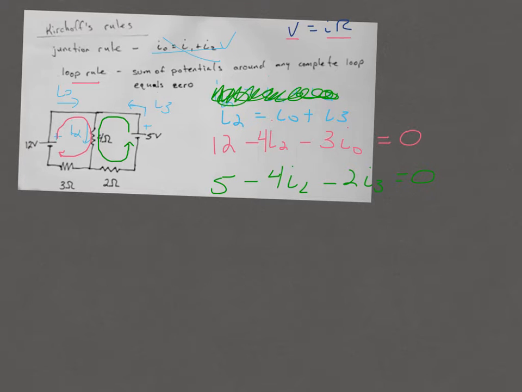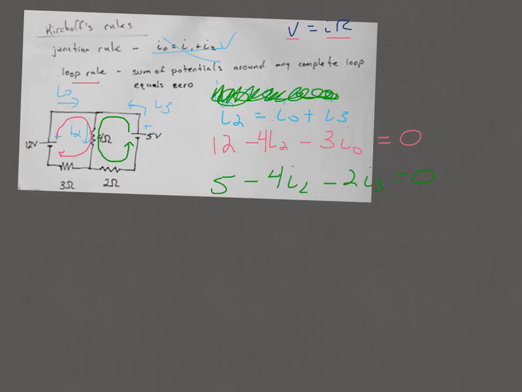All right, so there is my junction rule. The next thing to do is to solve for one of the currents. It doesn't matter which one you solve for first, really.